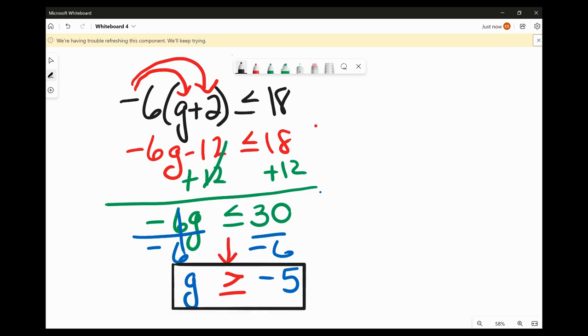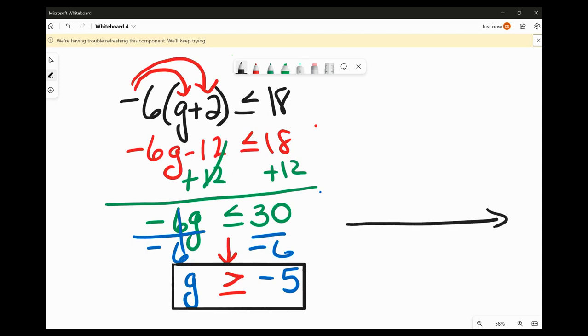It doesn't have anything to do with adding or subtracting. It doesn't matter if the number's a negative. It's very specific: if we're dividing both sides by a negative or multiplying both sides by a negative, that's when we flip the inequality sign. And then from there, we can graph it.